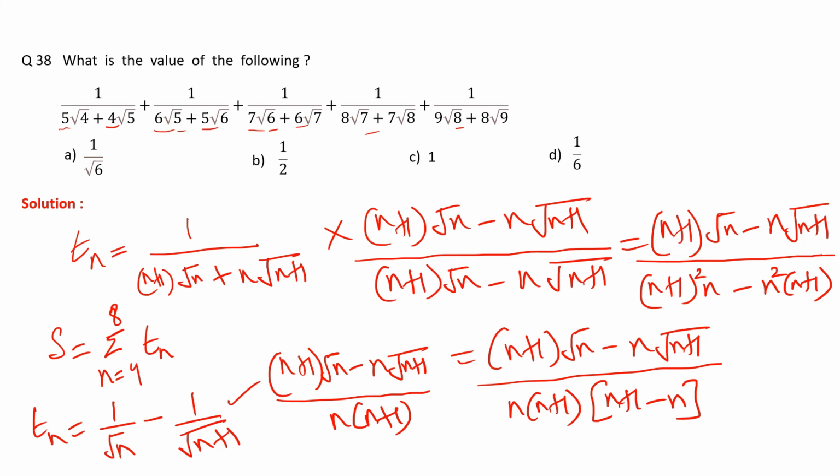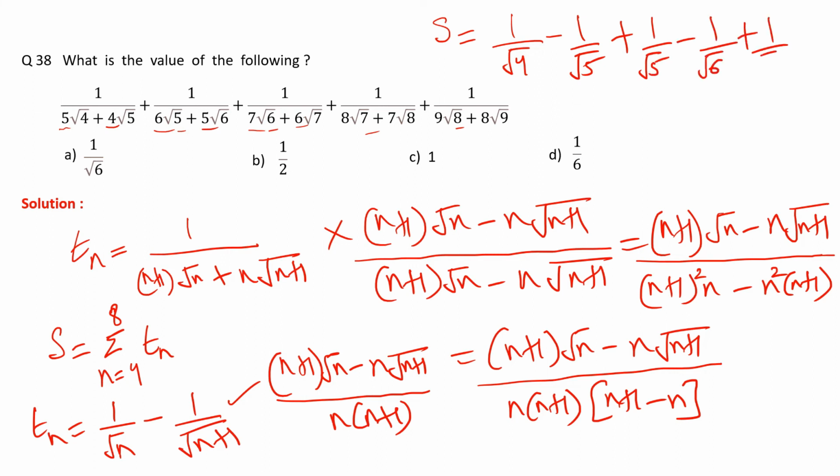Fine. So now the value of s becomes nothing but 1 upon square root of 4 minus 1 upon square root of 5 plus 1 upon square root of 5 minus 1 upon square root of 6 plus 1 upon root 6 minus 1 upon root 7 plus 1 upon root 7 minus 1 upon root 8 plus 1 upon root 8 and minus 1 upon root 9.